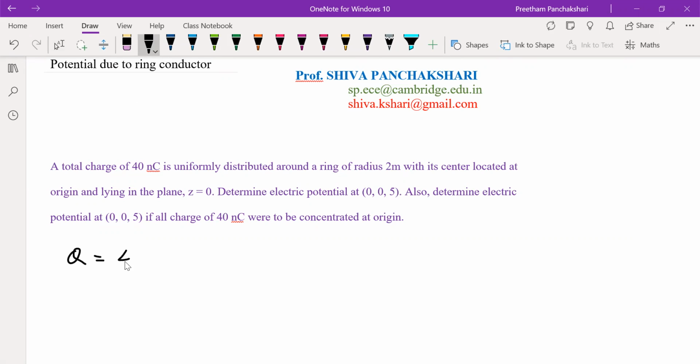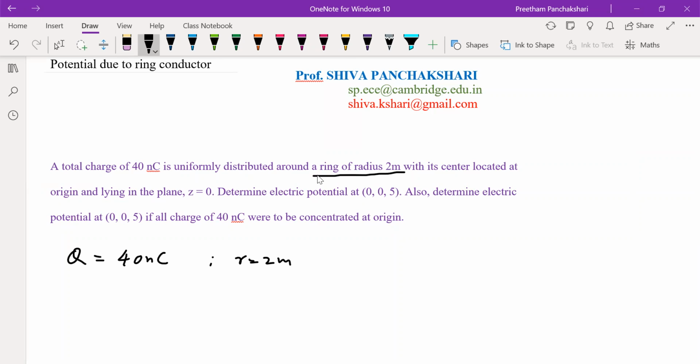Q, 40 nanocoulomb, is uniformly distributed around a ring of radius 2 meters. So radius 2 meters means it is a circular ring. A ring can be rectangular or of any shape, but it's a circular ring of radius 2 meters. The ring is carrying the charge.